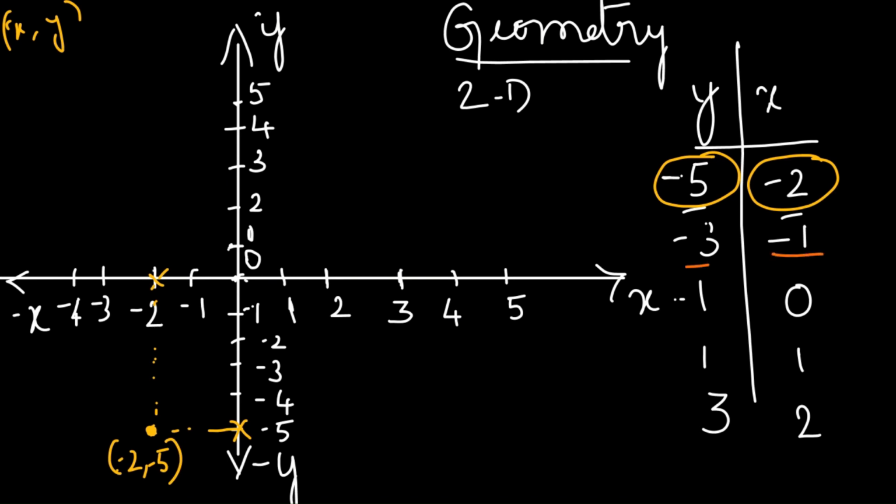Next is -1 for x and -3 for y. So this is -1 for x, and -3 for y is this.